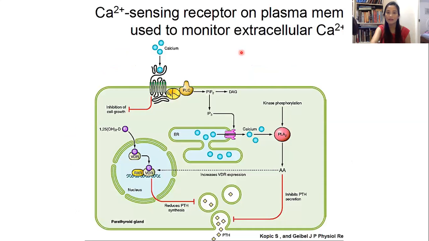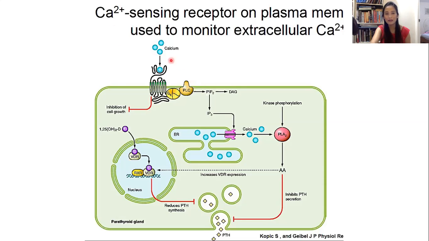Next, your calcium sensing receptor, as I mentioned earlier, is a receptor in the plasma membrane that is used to monitor the extracellular calcium. That's why it's called a calcium sensing receptor. So it senses the levels of calcium in the extracellular fluid.